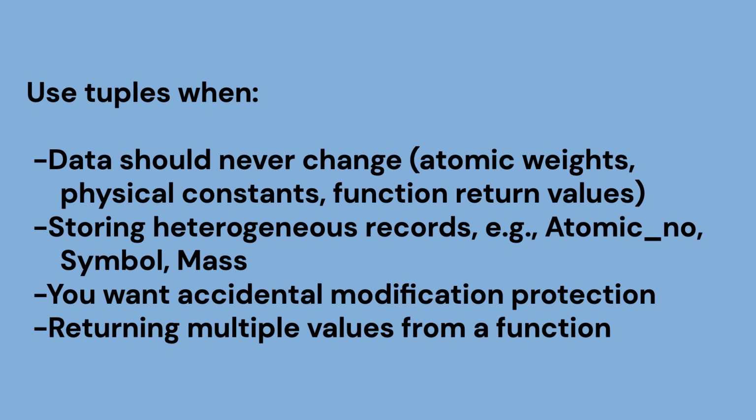Storing heterogeneous records, e.g., atomic number, symbol, mass. You want accidental modification protection. Returning multiple values from a function. Function return values are often tuples because they nicely pack related but different pieces of information.